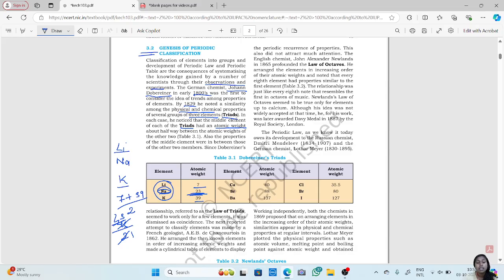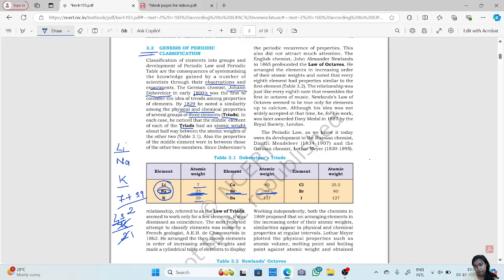He stated that the atomic weight of the middle element in a triad is the arithmetic mean of the other two elements in the triad. It is similar for all these triads; they are getting similar values. Here also, this is the middle atom, and its atomic weight will be the arithmetic mean of these two elements.